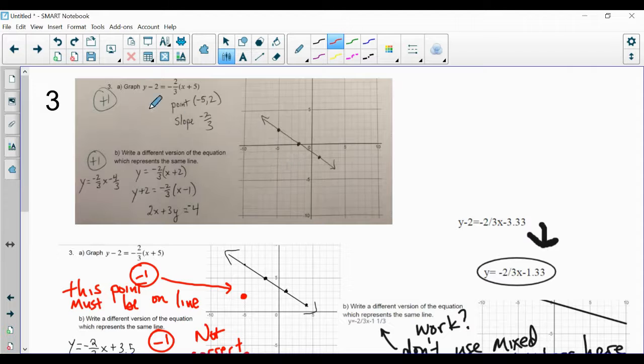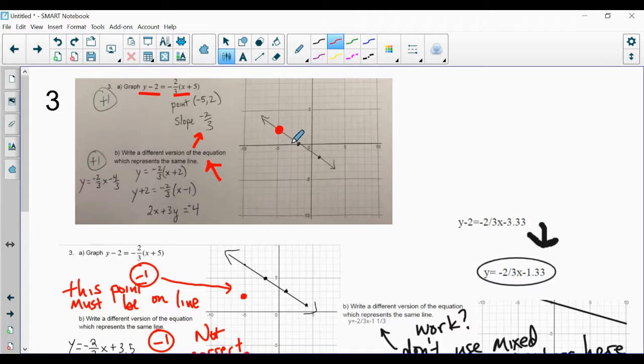Problem 3. Use the point that is given. The point -5, 2 is given, so you don't need to do any work to graph it. All you have to do is put -5, 2 on the graph and use the slope down 2/3, and then you're done. Part B, that's where you have to do something else, and it's actually pretty easy.